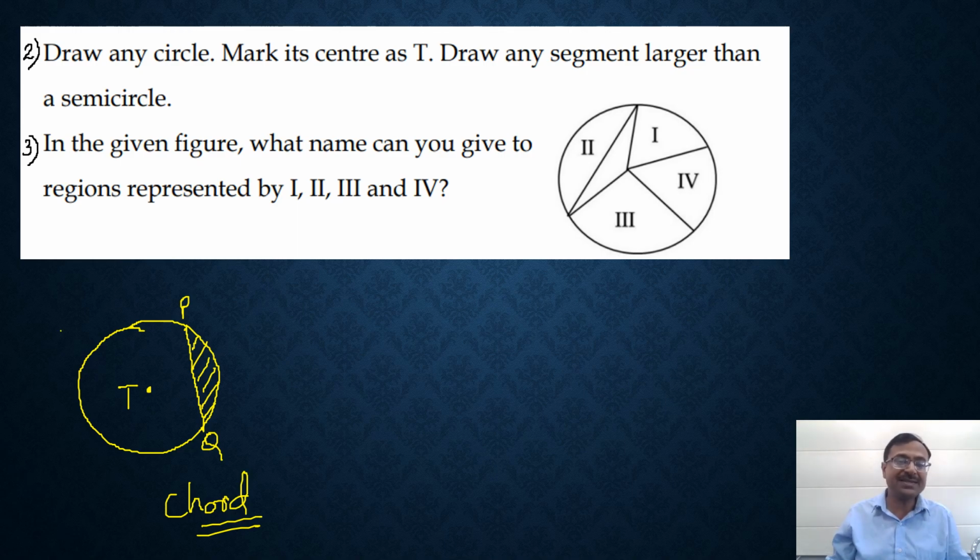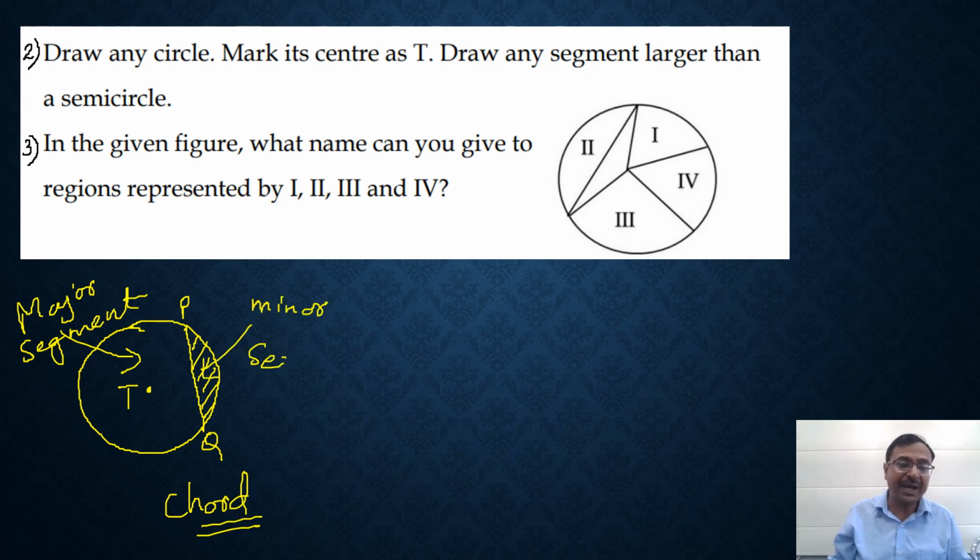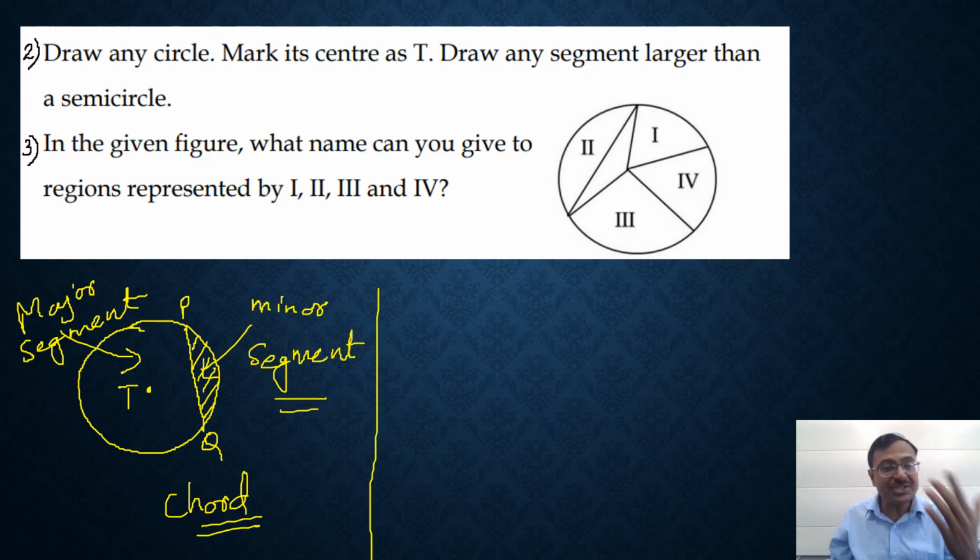So this is the larger segment, known as the major segment, and the smaller one which I have shaded is known as the minor segment. So that's what he is asking you to do in the second question, to mark the major segment in a circle.